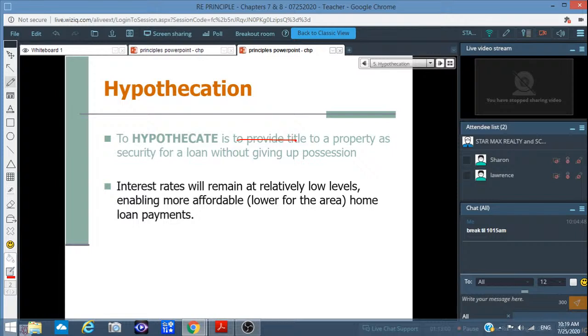This term hypothecation, 你们有记住？You have to know what that means. It is to provide title to a property as security for a loan without giving up possession. 抵押这个单词，so it's put it up as a collateral.